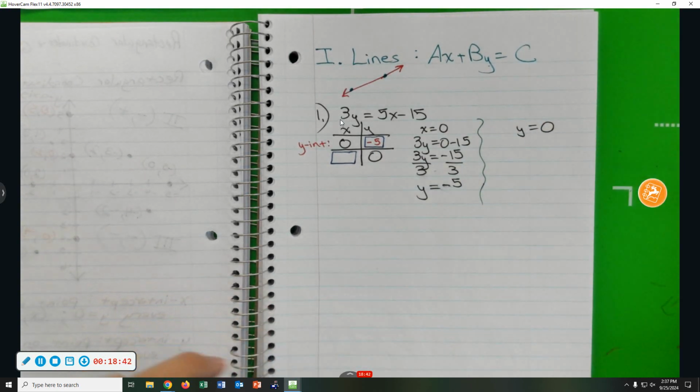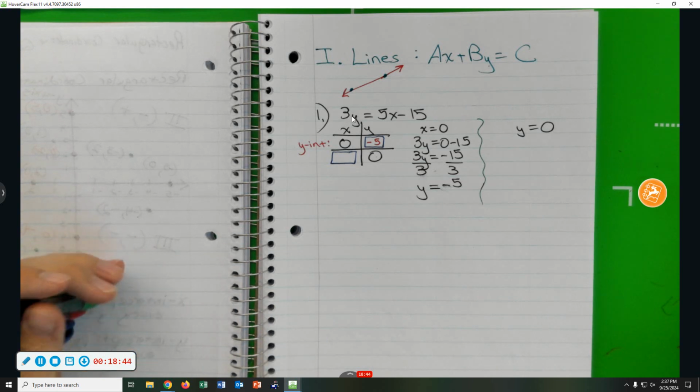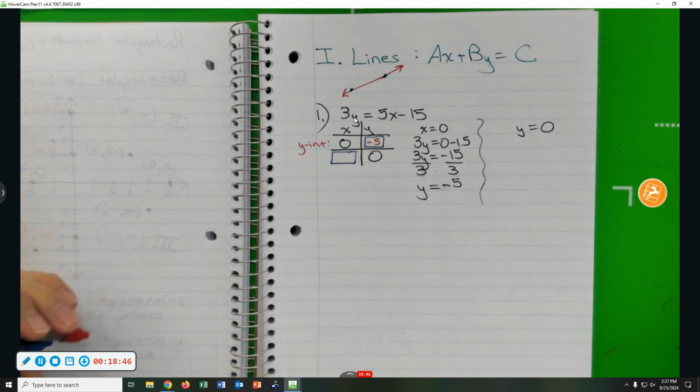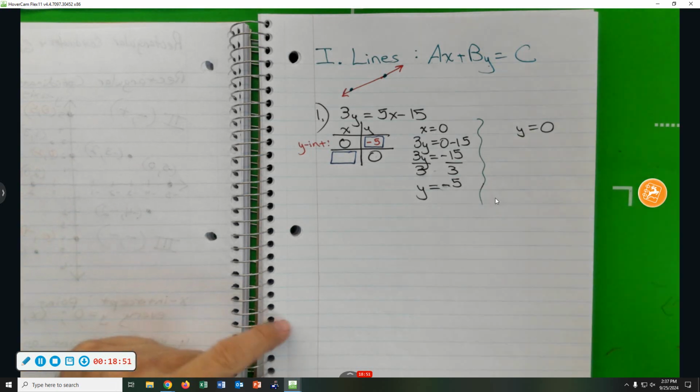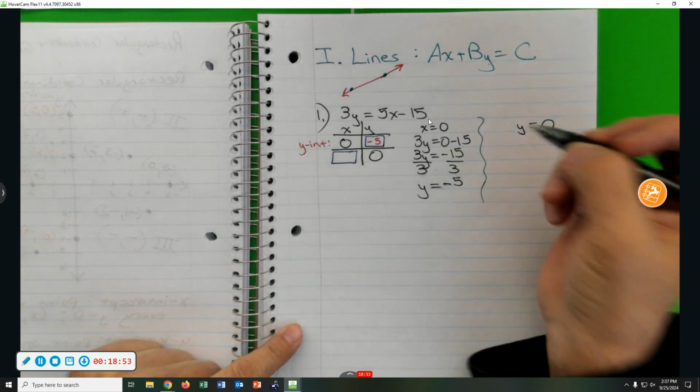Y'all like the way I'm writing so small? Y'all are thinking to yourselves, this isn't Timothy Precella, that's Anthony Precella writing so small. Yeah, I'm trying to write a little neater today.